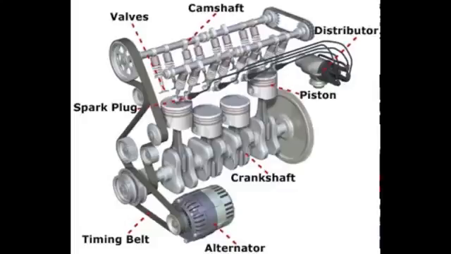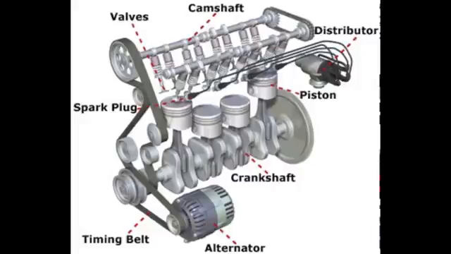Next is the piston. The piston goes up and down because above it there's an explosion, and we know that explosions are very powerful. So when the spark from the spark plug ignites the gas that is put in by the valves, it combusts and pushes the piston down with a lot of force.